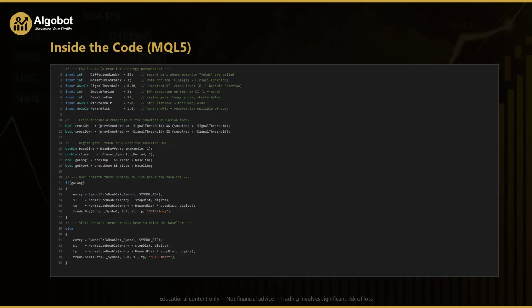Look at the buy block. When go long is true, entry is taken at the ask, the stop is placed the ATR stop distance below entry, and the take profit is set the reward to risk multiple of that distance above entry before calling trade.buy. The sell block is the exact opposite. Entry is the bid, the stop sits above entry, the take profit sits below at the same reward to risk multiple, and it calls trade.sell. Both sides share one clean structure.